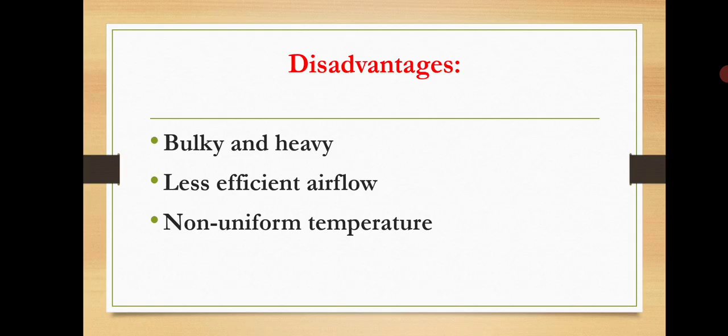Although the can-type combustion chamber is easy to design, it also has some drawbacks. First one is bulky and heavy. The use of multiple separate cans increases size and weight. Takes up more space inside the engine. It's not suitable for compact or lightweight design.